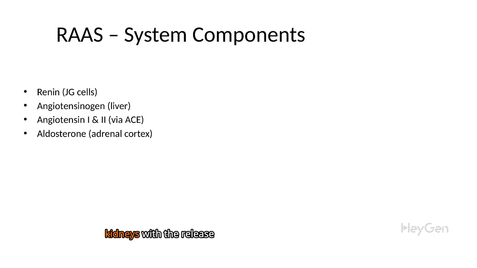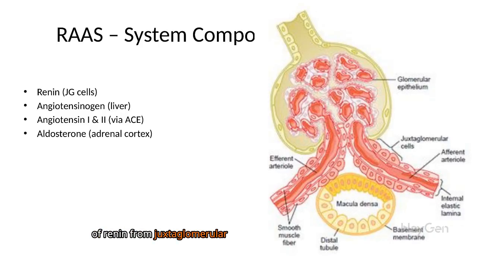RAAS begins in the kidneys with the release of renin from juxtaglomerular cells. Renin acts on angiotensinogen produced by the liver to form angiotensin I. Angiotensin-converting enzyme, or ACE, primarily from the lungs, converts this to angiotensin II. Angiotensin II then acts to constrict vessels and stimulate aldosterone release from the adrenal cortex.